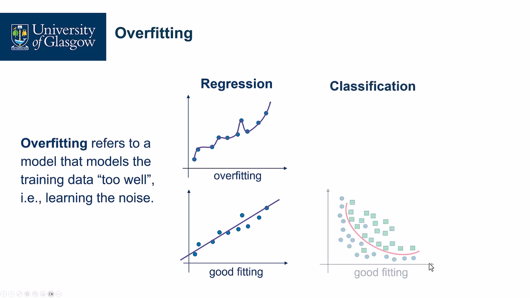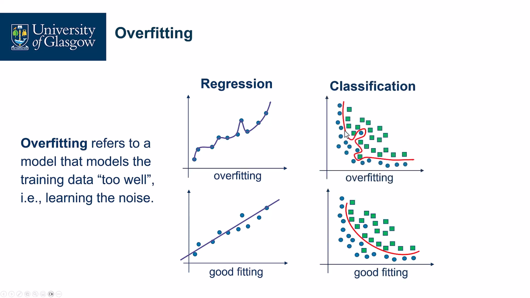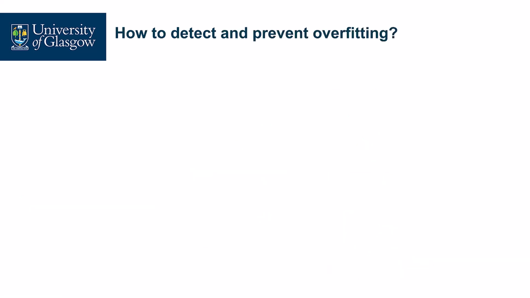So let's see classification. This is a good classification, right? Good fitting. What is the overfitting? You can see here, it catches every detail, but this one doesn't have generality. So if we put a new point here, it could be classified wrongly, right? So this is overfitting. Then we want to avoid overfitting.